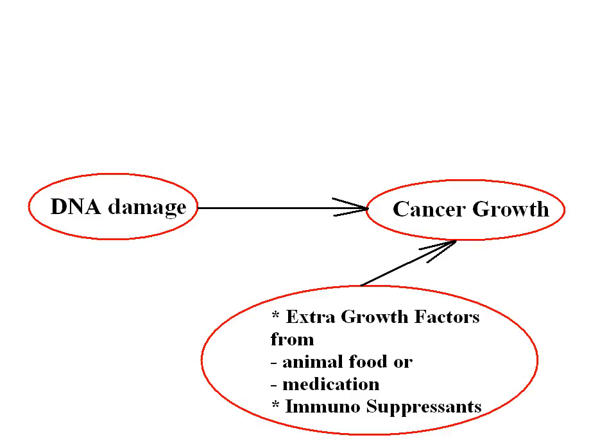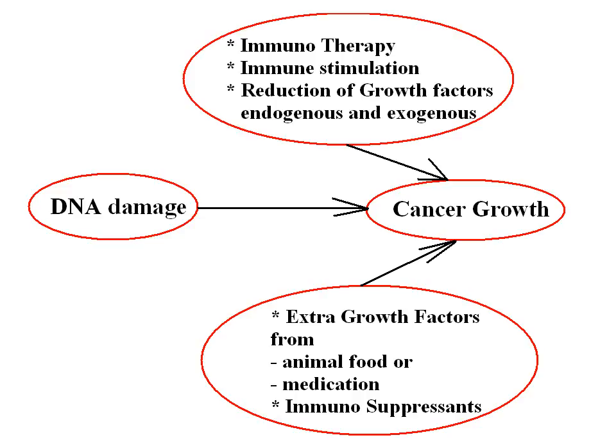The cancer growth can be positively influenced by 40 to 50 extra growth factors coming from animal food or medication. It can also be positively influenced by immunosuppressants like chemotherapy, immunotherapy, and viruses like AIDS. The cancer growth can be negatively influenced by immunotherapy, immune stimulation in the form of healthy eating, exercise, and social support, and also through a reduction of both endogenous and exogenous growth factors.